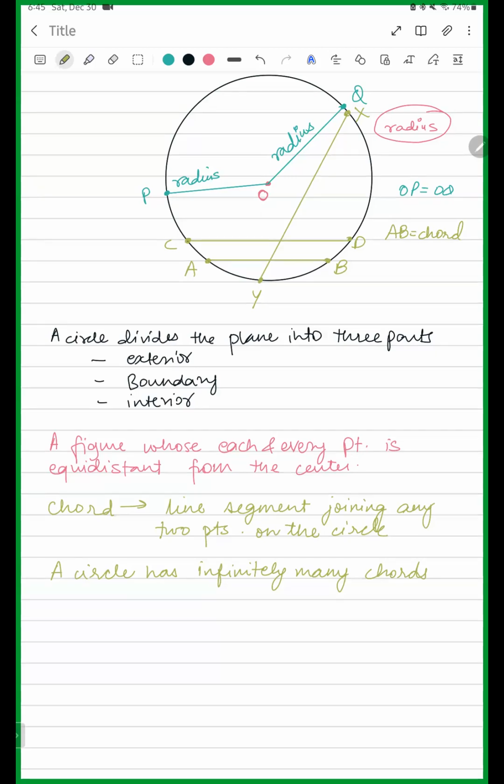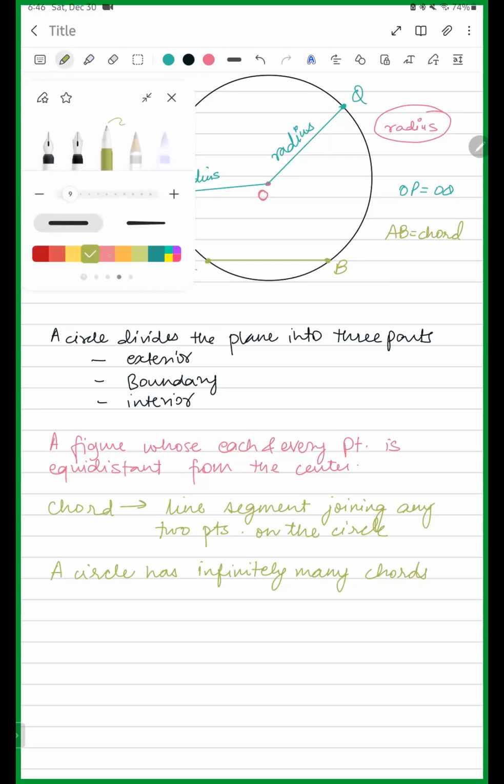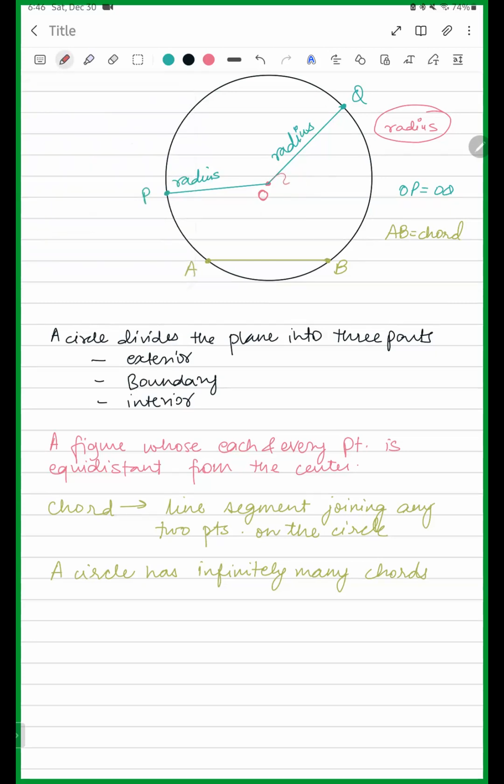Now my question is, what do you think will be the longest chord of this circle? The longest chord. The diameter. Sorry? The diameter. Yes, the diameter is the longest chord of the circle. Why? Because if you see, I'm just going to raise this a little bit.